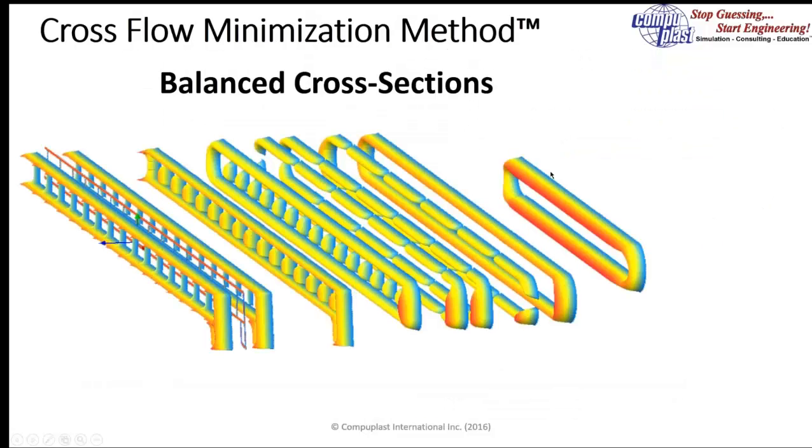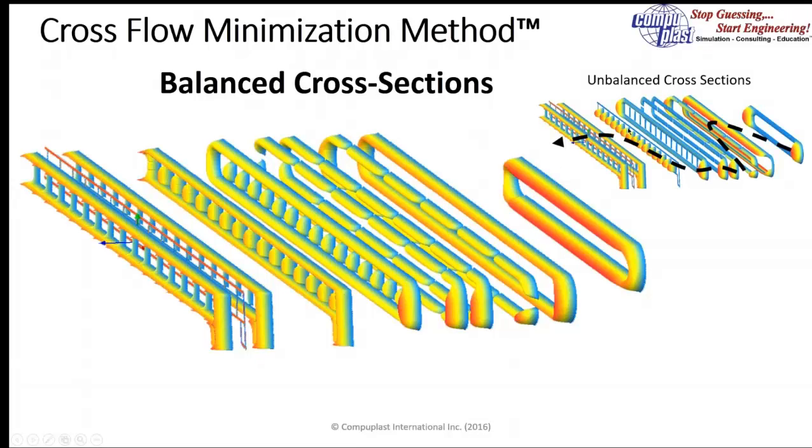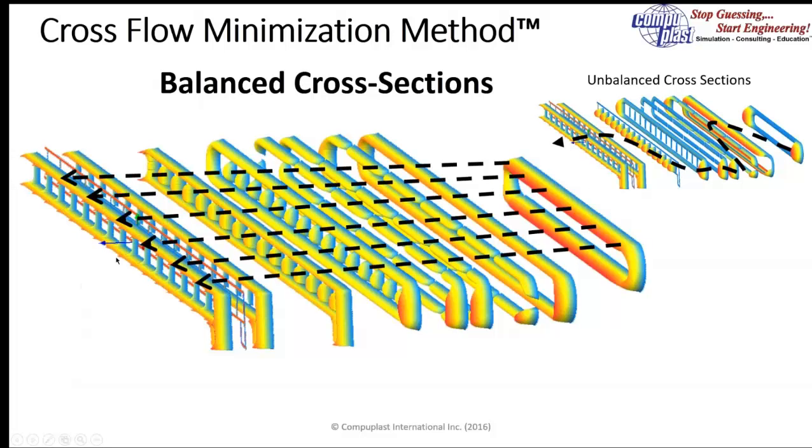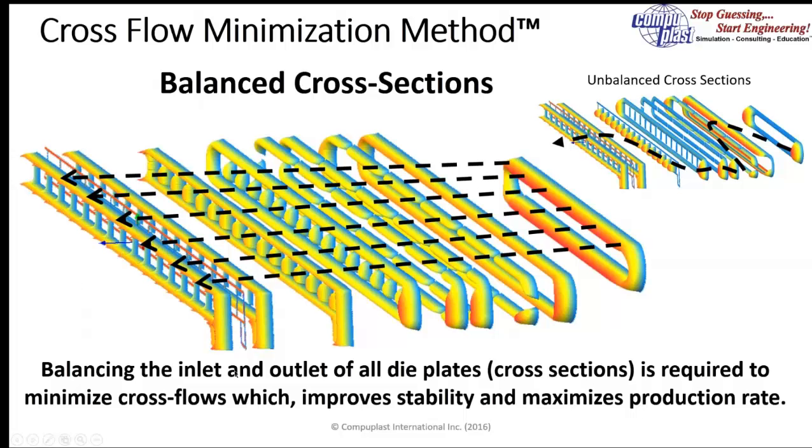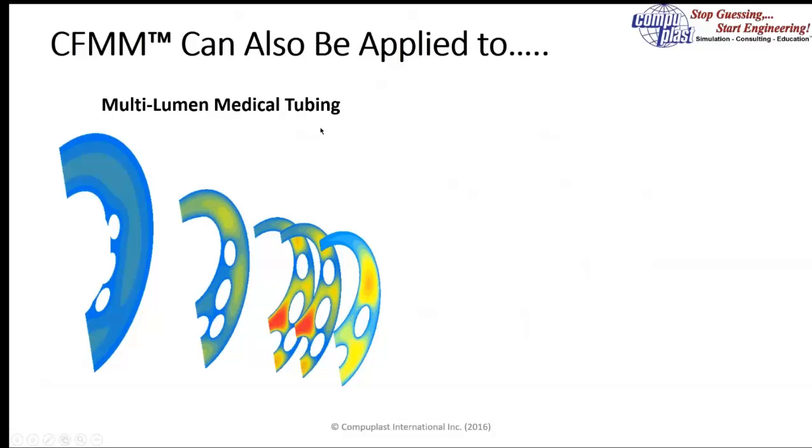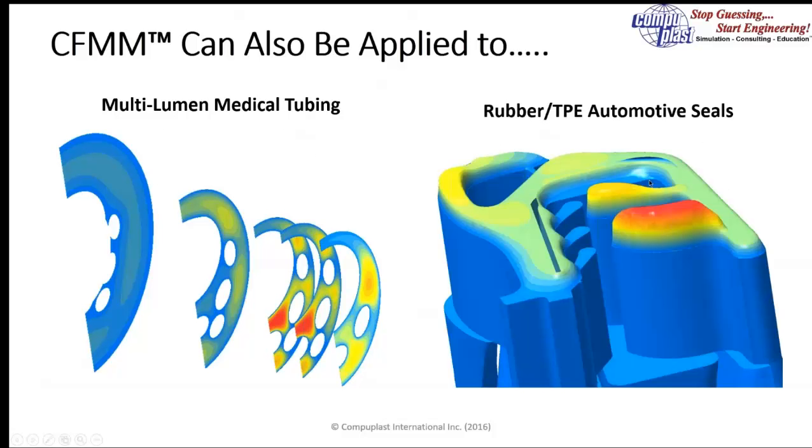So that once we've balanced all the cross-sections, the polymer doesn't take this snaky pattern through the system, but rather follows a straight-through approach. This way, by balancing the inlet and outlet of all die plates or cross-sections, we can minimize the cross flows, which improves the stability and maximizes the production rate. And this method can be applied to both multi-lumen medical tubing and to automotive applications or rubber seals and gaskets.